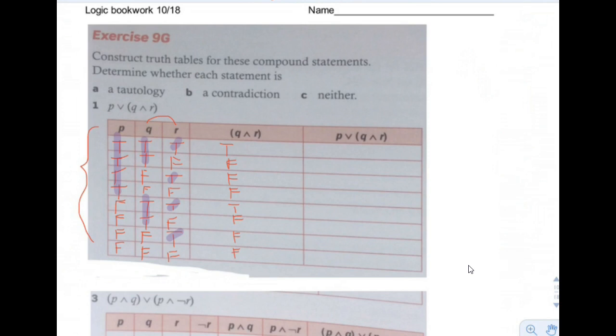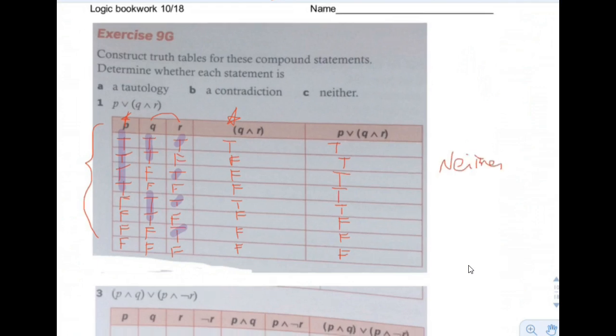Then we're going to OR together with P. So we're going to take this column and we're going to OR together with P. So we got true and true is true. True and false is true. Anything with a true in either one is going to be true. And everything with two falses is going to be false. So that's what we get. All right, now, are any of these a tautology or a contradiction? No, they're both neither. If you can see, neither one of them is all true or all false. Let's move on and see if we find one that is a tautology.